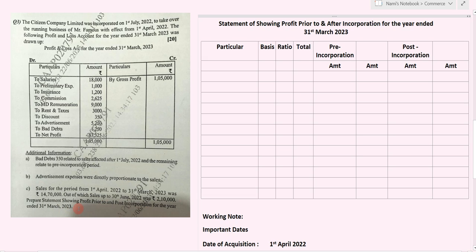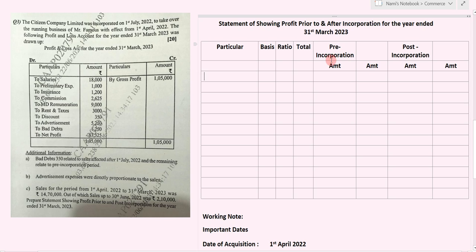Okay, so this was the question. On the basis of the information, we have to prepare a statement showing profit pre and after incorporation of the company. To prepare it, we have to prepare the table. In this way, you will prepare the table: particulars, the basis on which we are going to allocate the items, then the ratio, and how much is the total of that item.